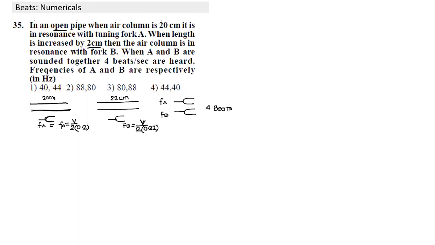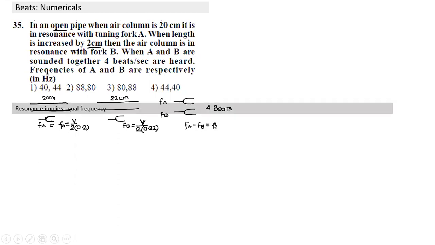Among the two, if A and B are sounded together, they have 4 beats frequency. It means the difference between frequency A and B is equal to 4, which means the difference between these two pipes is also 4, as we have seen in the previous case. So what is the equation we will have? Which will have higher frequency? The smaller length will have higher frequency. So actually FA minus FB will be equal to 4. That's the substitution, and we should be able to solve that question.